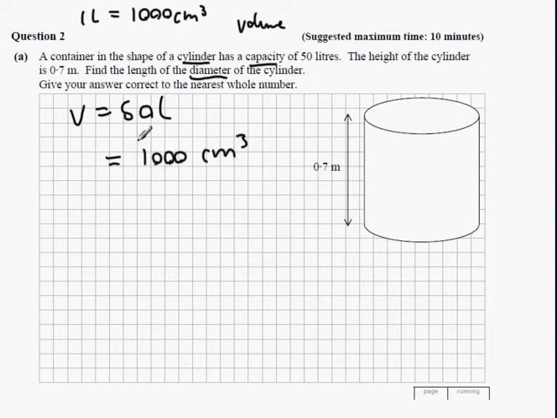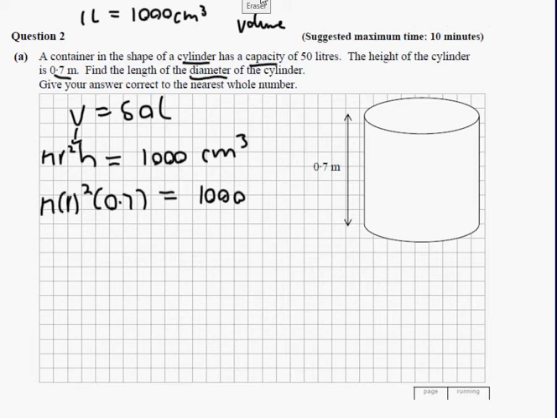Volume is also equal to pi r squared h. Pi multiplied by r squared multiplied by 0.7 equals 1,000. Oh, one problem. That's not in centimetres, is it? 0.7 of a metre is the same as 70. You multiply metres by 100 to change them into centimetres.